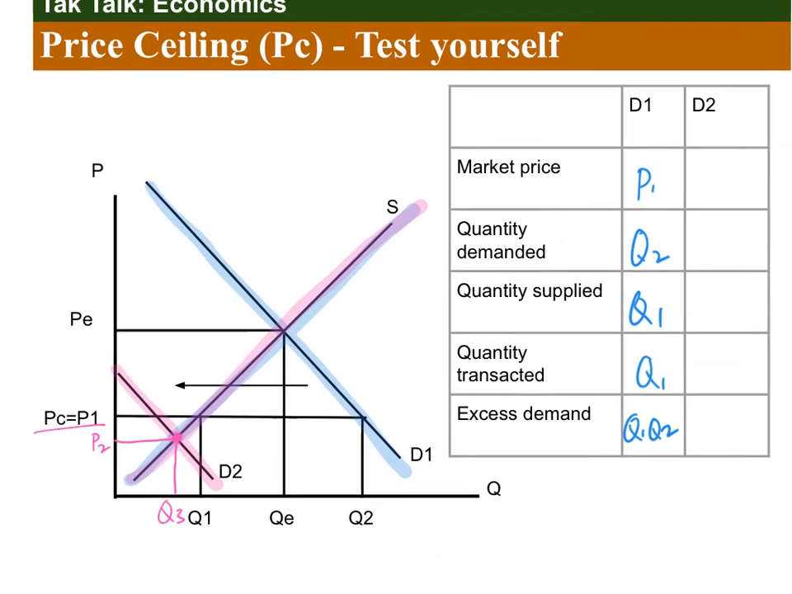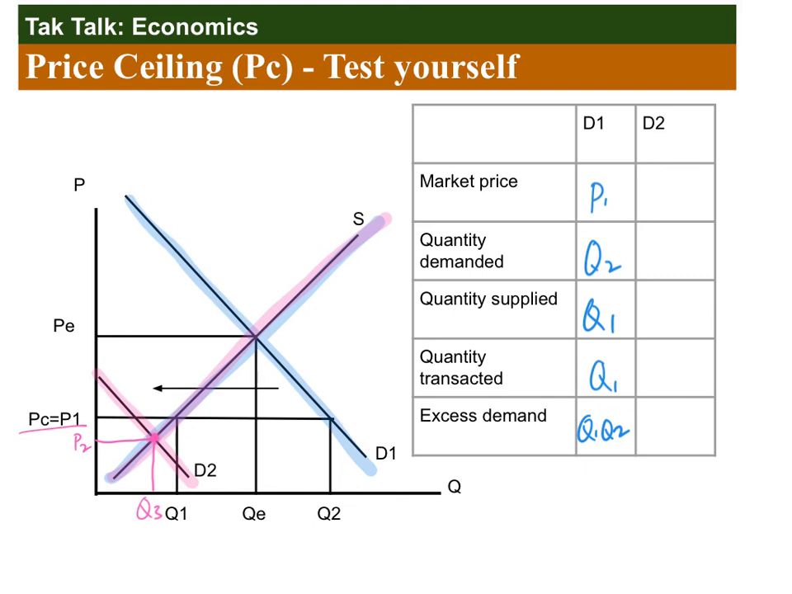Okay, so what happened to the market price? The market price will stay at P2, and the quantity demanded touches the demand curve at Q2, and touches the supply curve at Q2. So the quantity transacted is the same, and because it is in equilibrium, there will be no excess demand. This is the greatest challenge.